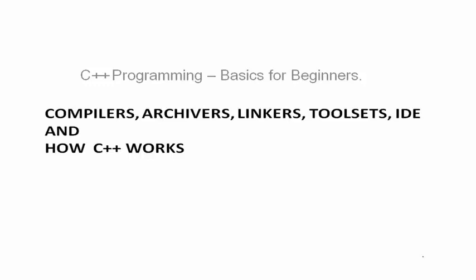In this tutorial we're gonna see some basic terms and the software used in the development of C++: the compilers, archivers, linkers, toolsets, IDEs, and also how C++ works, or what is the process to get an executable or an exe file from a C++ source file. Okay, let's begin. So first we're gonna see what is a toolset.